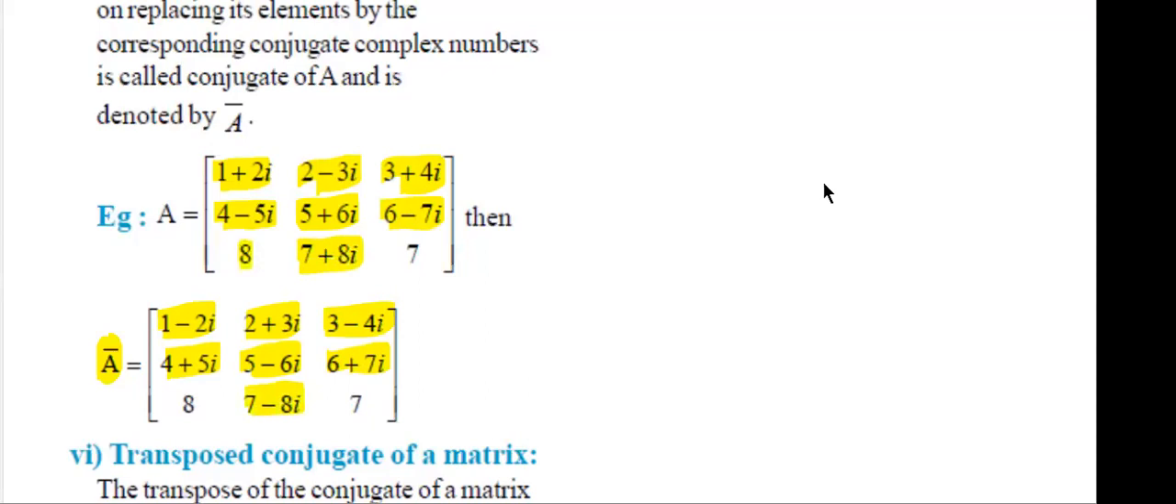But 8 is a real number. We can write it the same, 7 also. Wherever there is a complex number, there we write the conjugate. The remaining we write the same only. So if it is a real number, we can't write a conjugate. It is denoted by A bar.